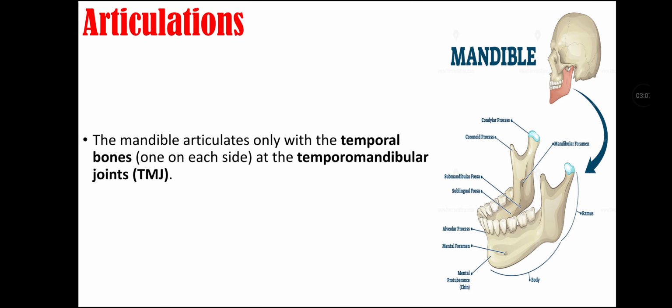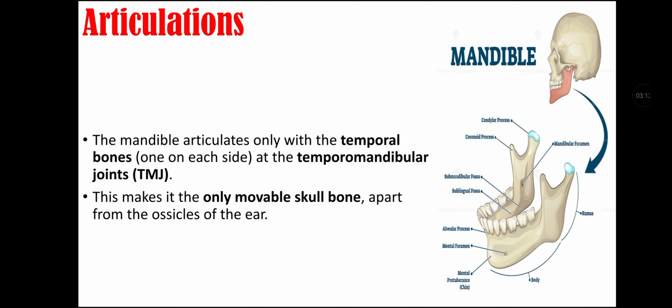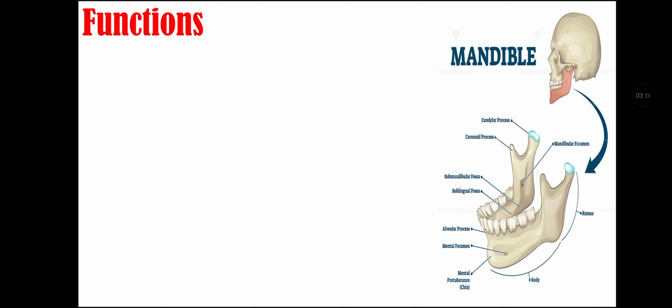Articulations of mandible. Mandible only articulates with the temporal bone, one on each side at the temporomandibular joint. This makes it the only movable skull bone apart from ossicles of the ear.